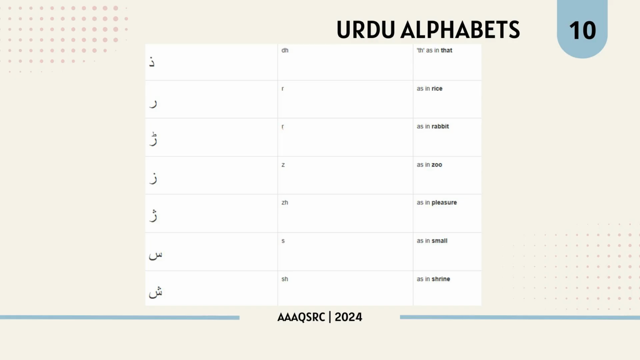Zal. Let me think about dal. Again, the next alphabet is ra, re. In Urdu, we say re. In Arabic, we say ra. In ra, okay, so it has an alternative in English. Thank God, finally we have it, and it's r, r, rice.